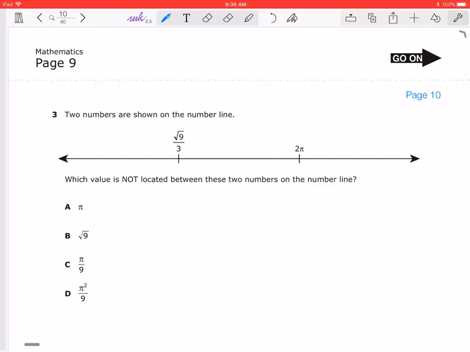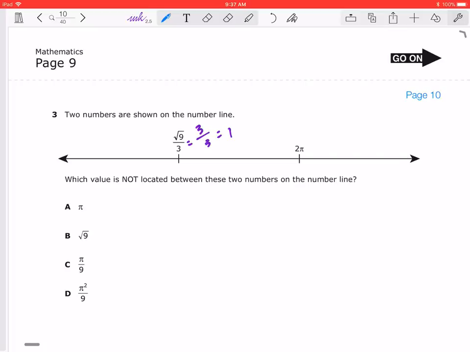Now, 2 pi is an irrational number, right? It is in the real number system, but it's an irrational number. So we can't really put it on the number line, but we do because then we can talk about where it falls and how it's in relationship to the other real numbers, okay? Now, the quick and easiest way to do this is to convert these to decimals. So this first one here, we have the square root of 9. Well, that's 3. The square root of 9 is 3. So then 3 divided by 3 will give us 1.